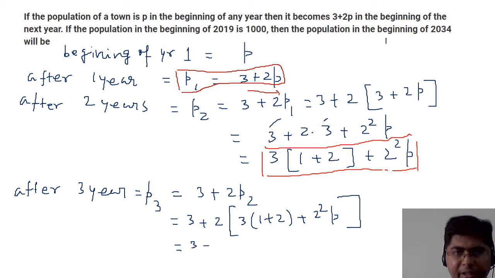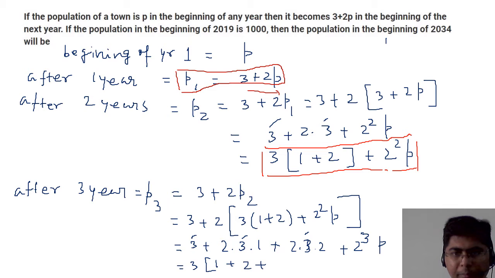So if we just take 3 plus 2 into 3 into 1 plus 2 into 3 into 2 plus 2 cube P. Now once again 3, 3, 3. These are common. So I'm just taking the value of common. So 1 plus 2 plus 2 square plus 2 cube P. This is all about.